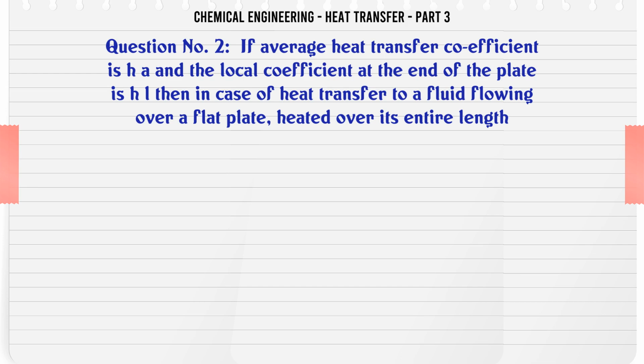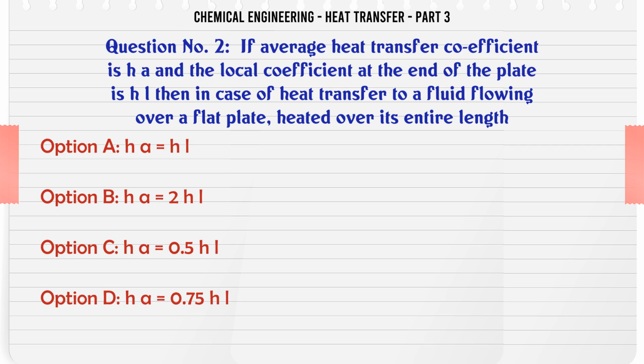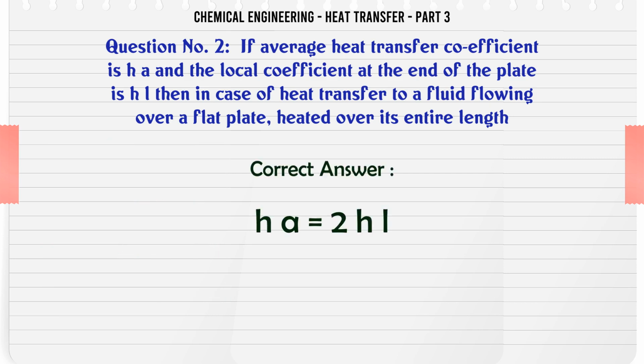If the average heat transfer coefficient is hA and the local coefficient at the end of the plate is hL, then in case of heat transferred to a fluid flowing over a flat plate heated over its entire length, A. hA = hL, B. hA = 2hL, C. hA = 0.5 hL, D. hA = 0.75 hL. The correct answer is hA = 2hL.